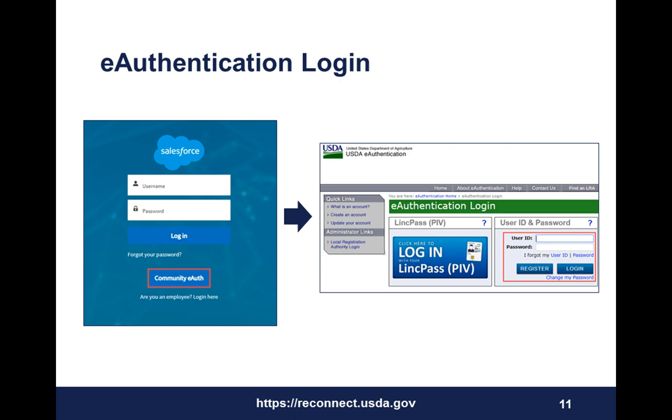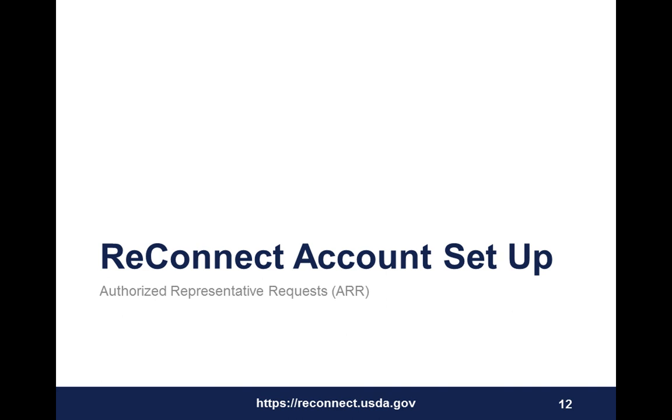The user will be routed to a login screen as seen in the figure. Clicking the Community eAuth button will route the user to the eAuthentication login. Under the User ID and Password section, enter your eAuth credentials, meaning your user ID and password, and then click the Login button as shown. Now that credentials have been obtained, applicants will need to create their ReConnect account before preparing applications.